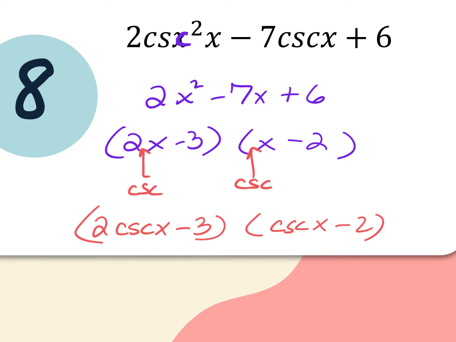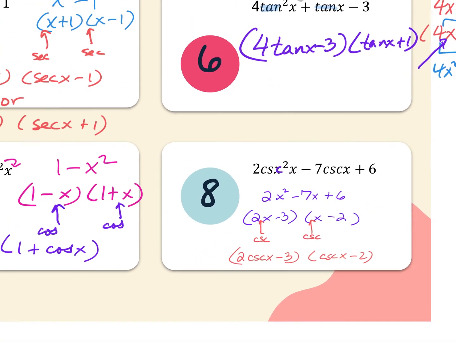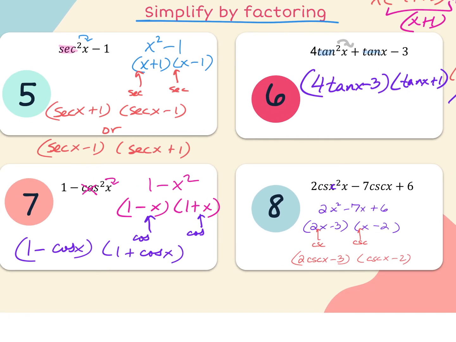Notice on all of these, the trig functions here were the same. Number 1, it was just a secant. Number 6, it had tangent both times. And then number 7, it was cosine. And then 8 had cosecant for both.